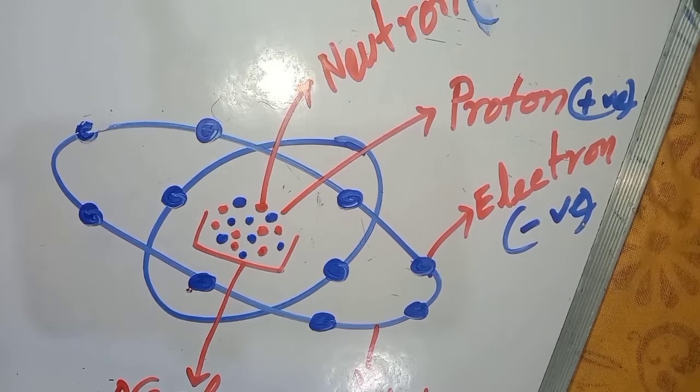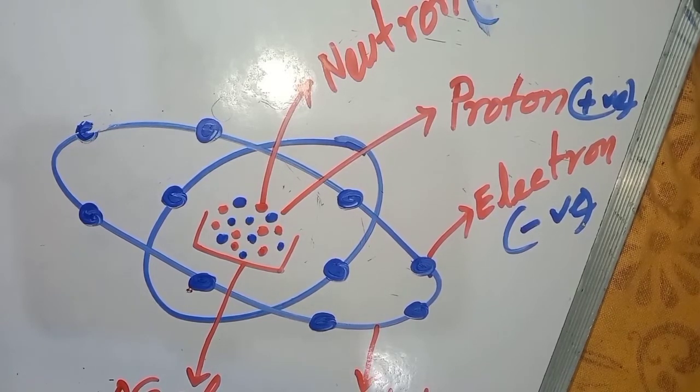A central part of an atom is called the nucleus, which is small and dense in nature. The positive charge of the atom and its mass is concentrated in the nucleus. The proton, that is the positive charge particle, and the neutron, that is the neutral particle with no charge, are present within the nucleus of an atom.